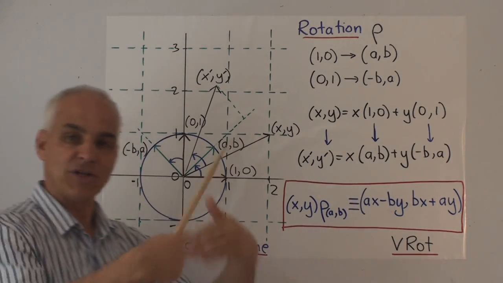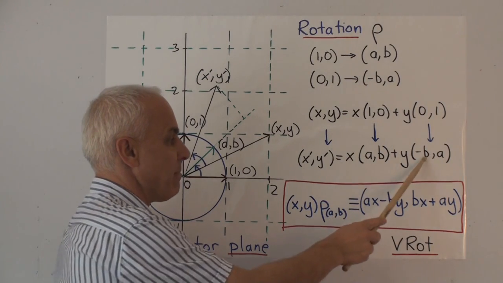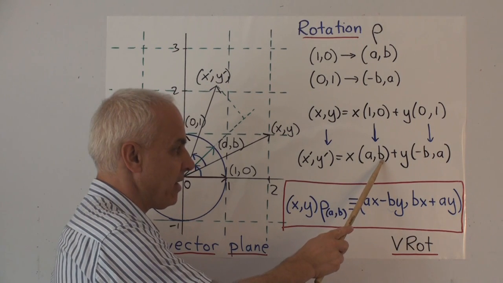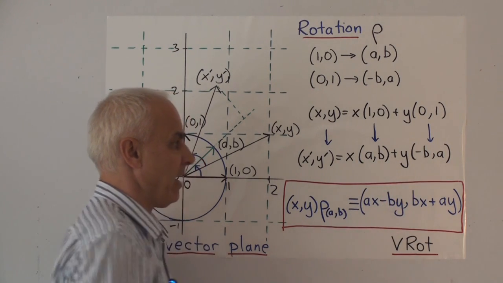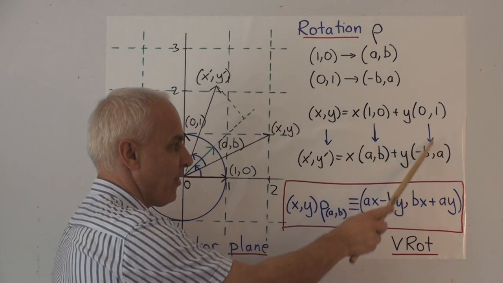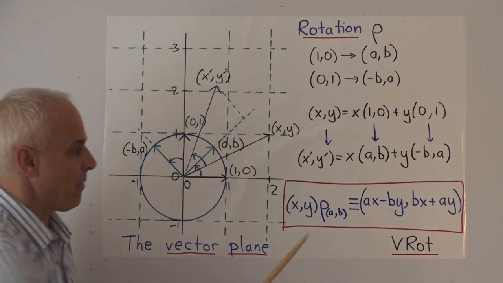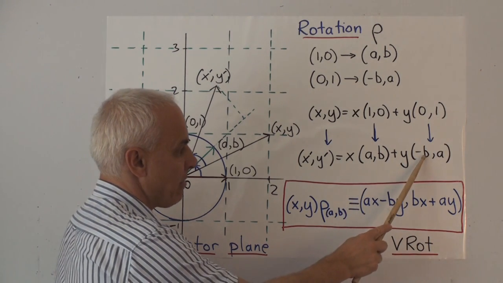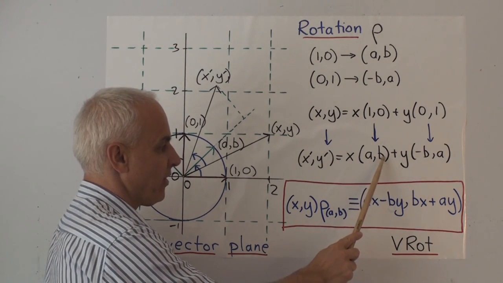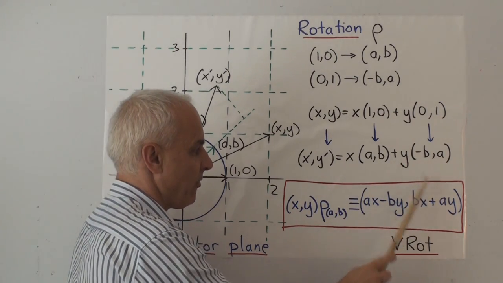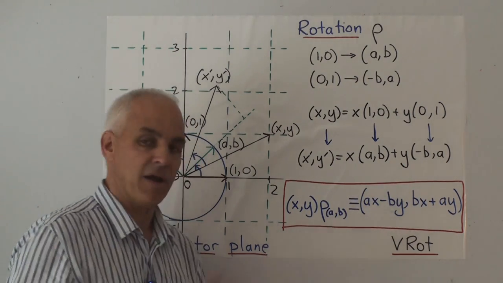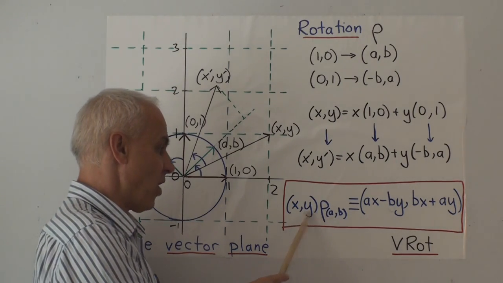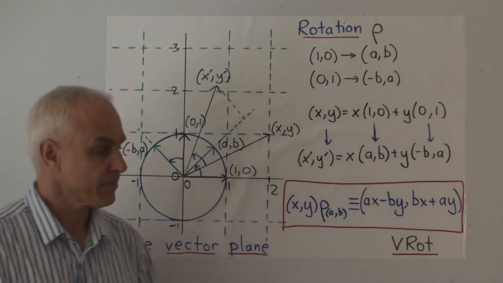That's going to be sent to the corresponding combination of AB and minus BA. So it's going to be sent to x prime, y prime, which is x times AB plus y times minus BA, because this vector is sent to that one and this one's sent to that one. And we just work this out coordinate-wise. The first coordinate is a times x minus b times y, and the second coordinate is b times x plus a times y. And this then gives us a formula for what the rotation ought to do. The rotation should send xy to this vector.